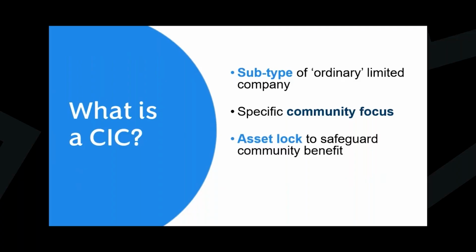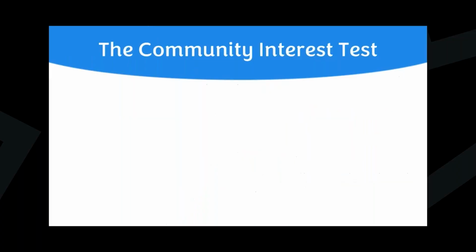A CIC can be formed in much the same way as an ordinary company, with some additional steps to ensure they meet our requirements. Specifically, all CICs must meet the community interest test. But what is the community interest test? It's our way of ensuring that a prospective CIC is suitable by confirming its community focus and the work it plans to do. For our purposes, we define community as any group of people with a common characteristic.